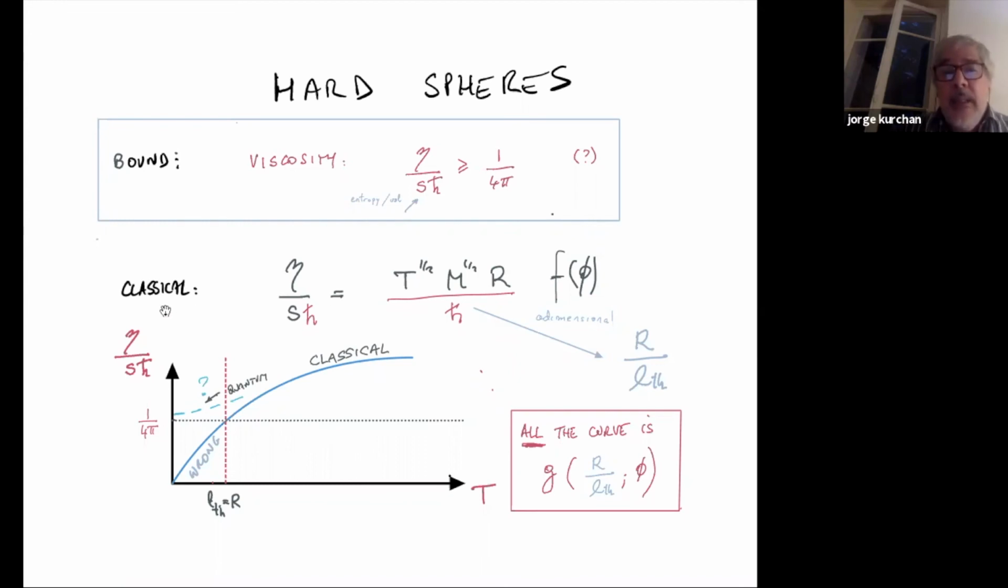In any case, what happens quantum mechanically? Well, using the adimensionalization that I did before, what you can show is that quantum mechanically, the solution for the viscosity is always a function, and this is exact, of the quotient of the radius length divided by the de Broglie length of the particles, and the volume fraction, which is itself adimensional. So you know that this is a good variable to measure how quantum something is. Notice how simple it becomes. But we still do not know what goes on here.